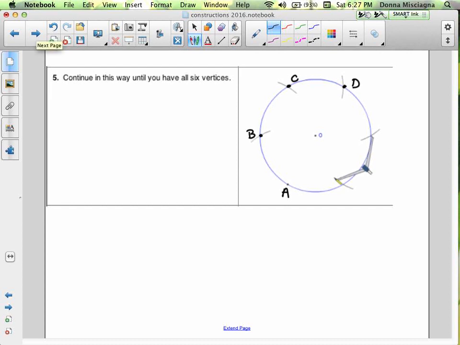We move the compass to point D, we make an arc. Where the arc intersects the circle is point E, and then we move the compass to E, we make an arc. Where the arc intersects the circle, that's point F. And that is the 6 vertices for our hexagon. And actually, we're almost done here. So this is really not a difficult construction.